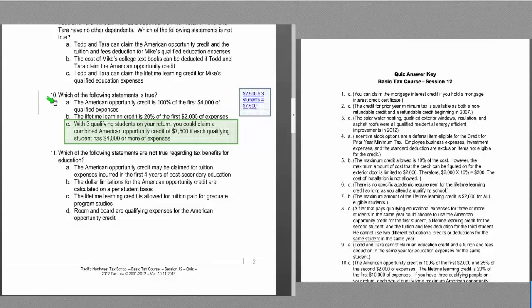But going back up, the American Opportunity Credit is 100% of the first $4,000 of qualified expense. That is not a true statement. The correct answer is 100% of the first $2,000 of expense and 25% of the second $2,000 of expense. Then we move on to the Lifetime Learning Credit, 20% of the first $2,000 of expense. That is false. It is actually 20% of the first $10,000 of expense, and ultimately C is the correct choice.